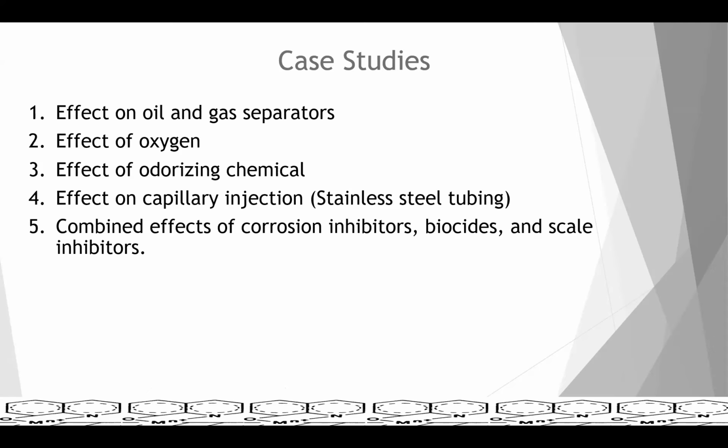One, how the inhibitor had impacted the operations in the oil and gas separators. How the presence of oxygen impacted corrosion inhibitor. How an odorizing chemical that was added affected corrosion inhibitor. And how the corrosion inhibitor affected stainless steel tubing.